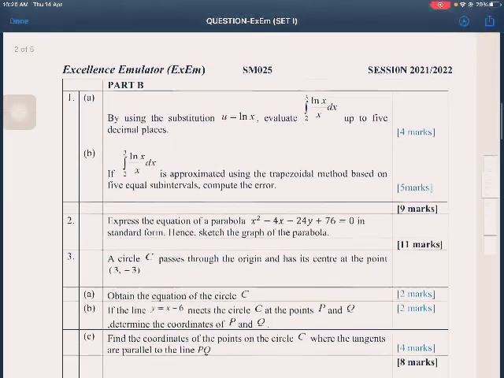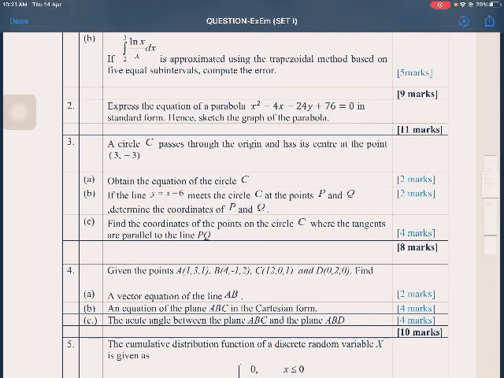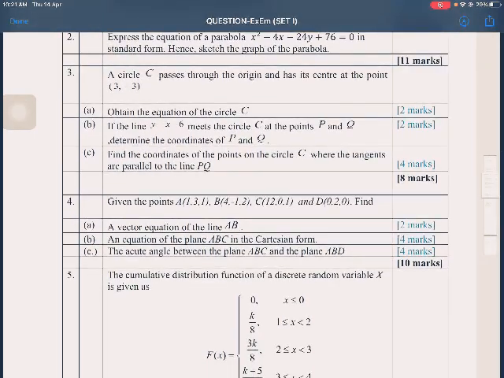Okay, next we look at part B. Question 1 is about integration, and 1B is about chapter 3, using the trapezoidal method. For question 2, express the equation of the parabola in the standard form. This question is about chapter 4, coordinates. For question 2, the question can come out for parabola or ellipse. Usually the question will ask about the standard equation and how to sketch the graph. For question 3, usually a question on the circle comes out in chapter coordinates, so you have to master the subtopics of circle.